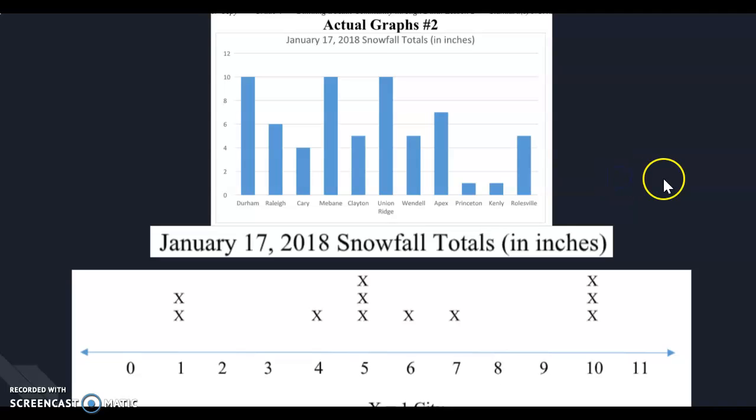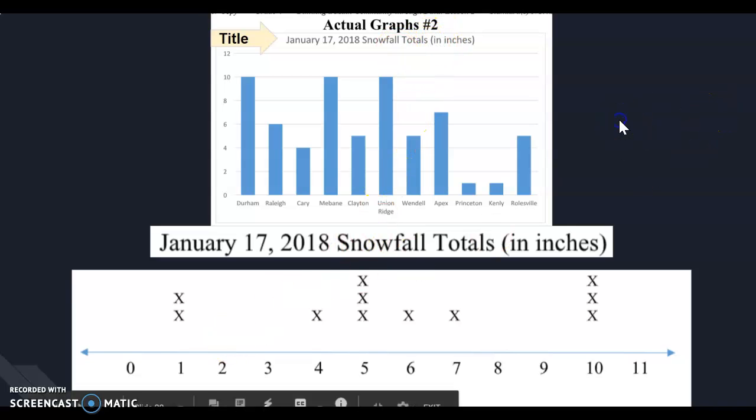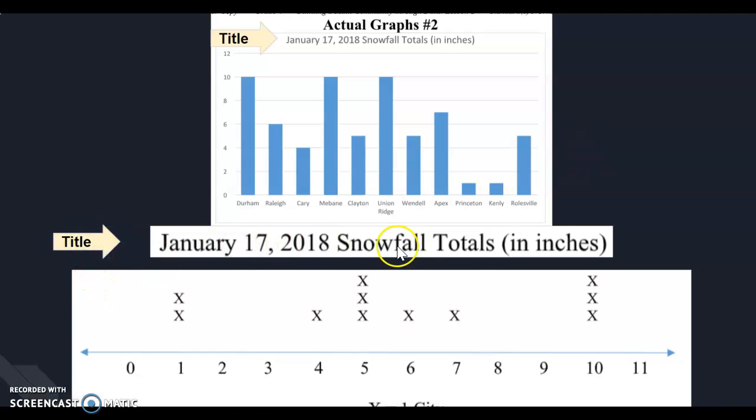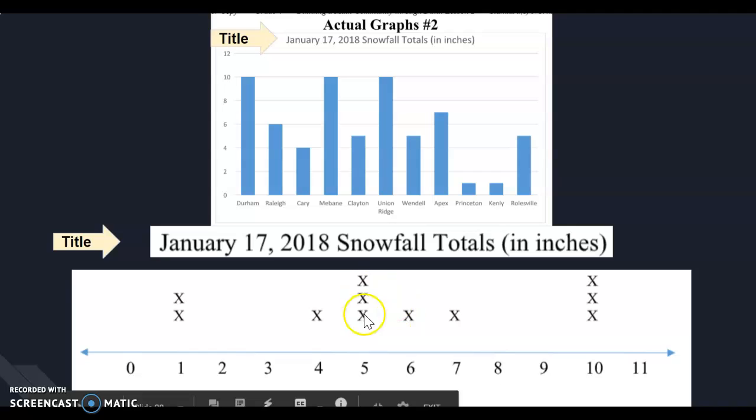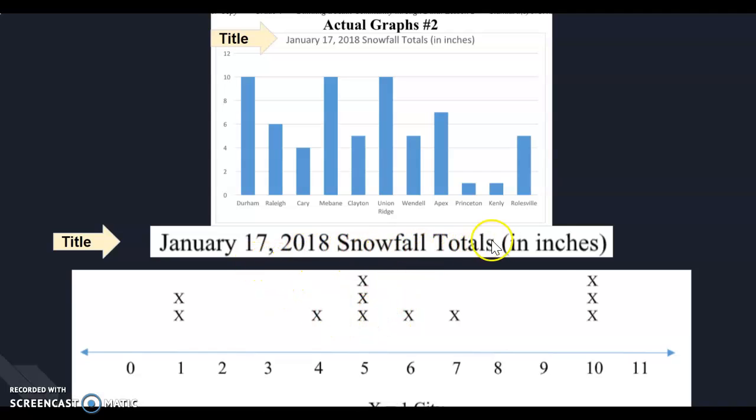And on our next slide, you've got, of course, the title. It's giving the date up there, January 17, 2018. Snowfall total in inches. And another title listed right here above the line plot: January 17, 2018, snowfall total in inches.